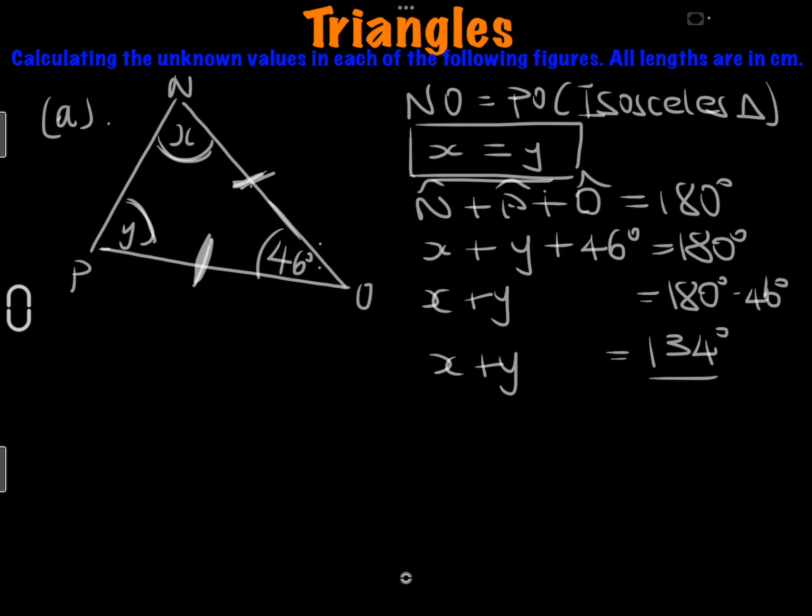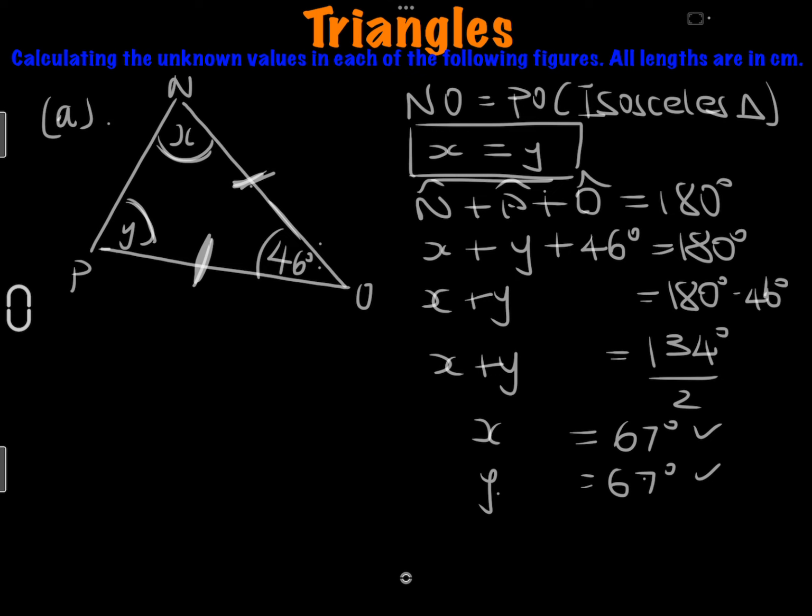So in other words, 134 divided by 2. X is equal to 67, and Y is also 67 degrees. Essentially this means that X is equal to 67 and Y is equal to 67, since I've split them in half.